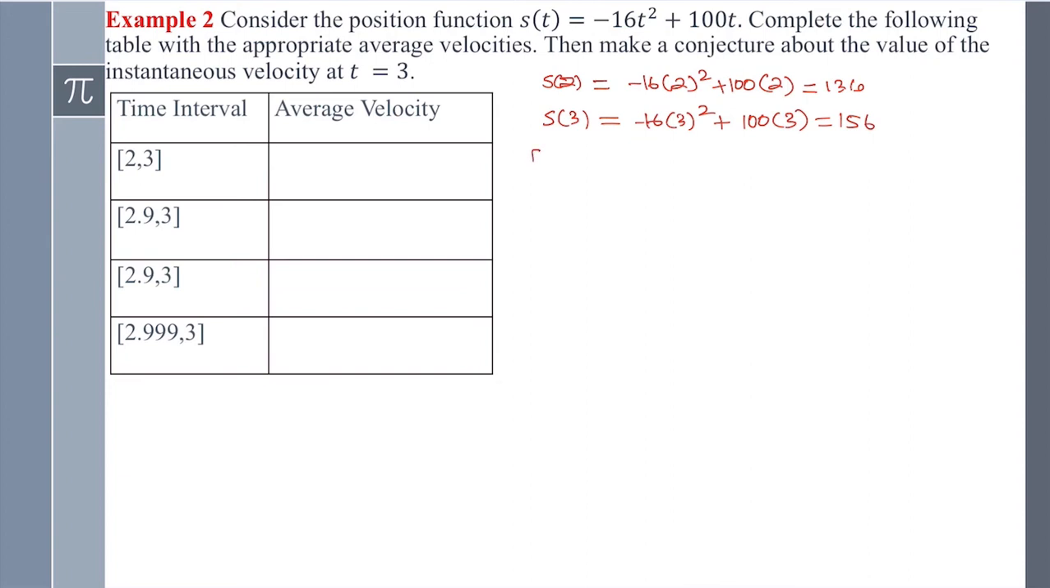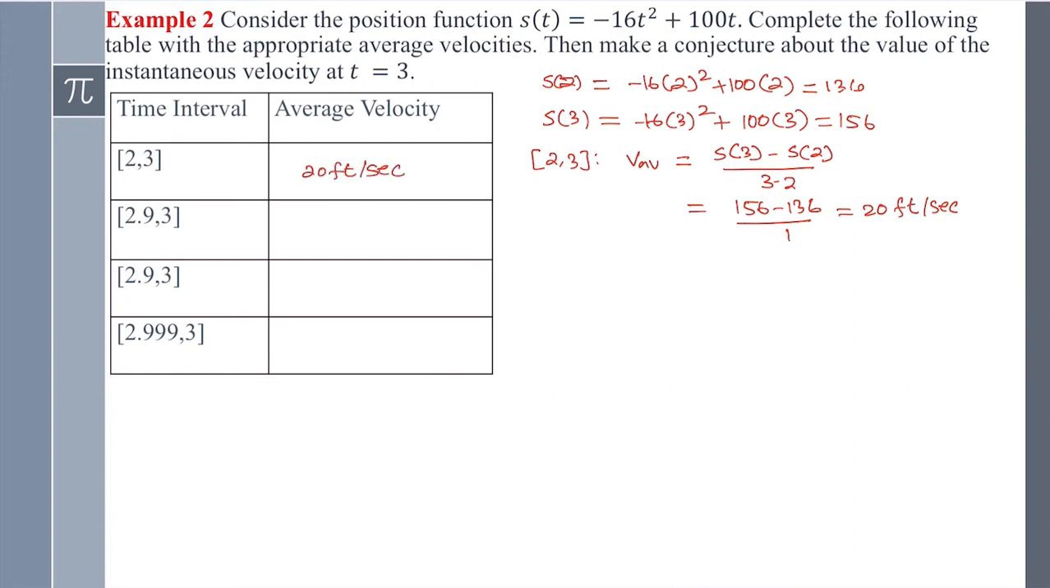Now let's find the average velocity on the interval 2 comma 3. The average velocity is s of 3 minus s of 2 divided by 3 minus 2, so s of 3 is 156 minus 136 divided by 1, and that gives us 20 feet per second. That means the average velocity on that interval is 20 feet per second. Similarly, we can find the average velocity for the rest of the intervals.